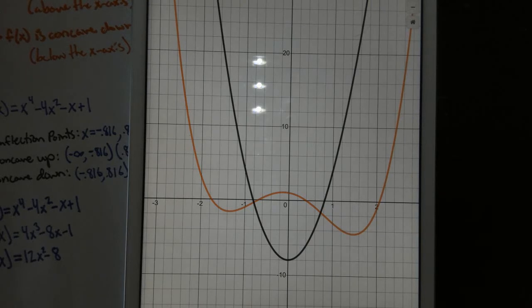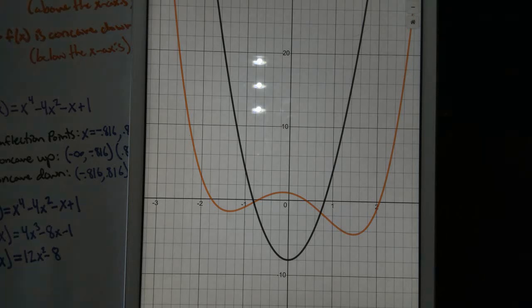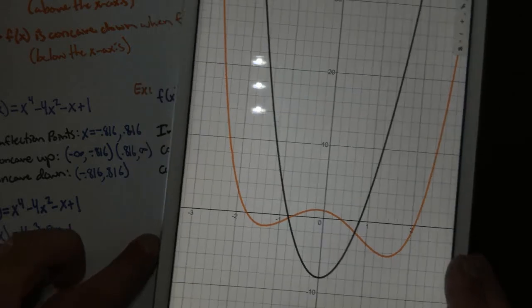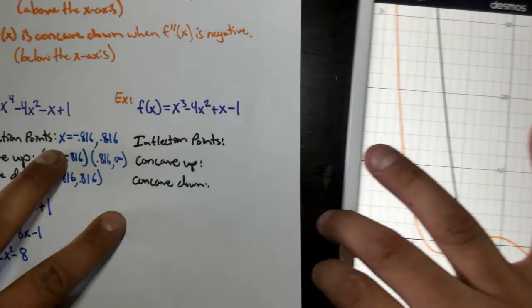So that's some pretty cool stuff right there. The second derivative tells us a lot about a function, just like how the first derivative tells us a lot about the function. The first derivative tells us where it's increasing, where it's decreasing, and we have those critical points where the first derivative equals 0. The second derivative tells us where the inflection points are. Okay, let's go on to the next example.